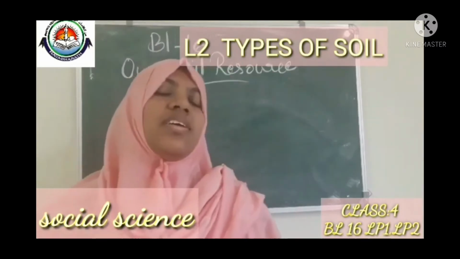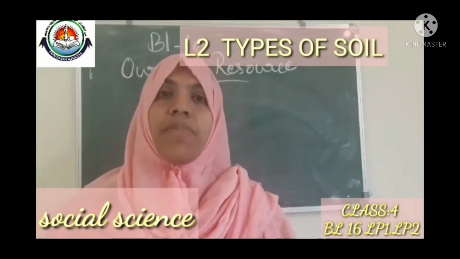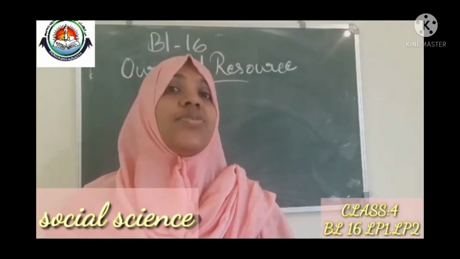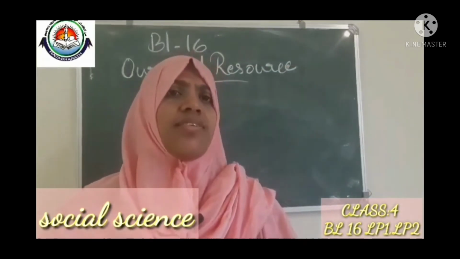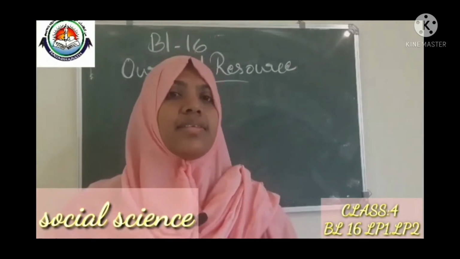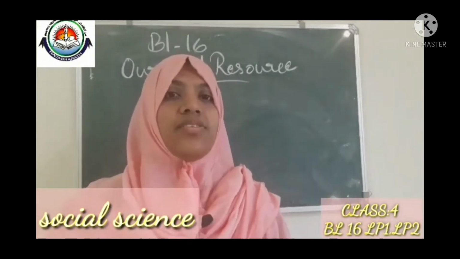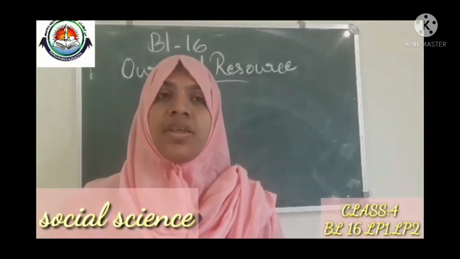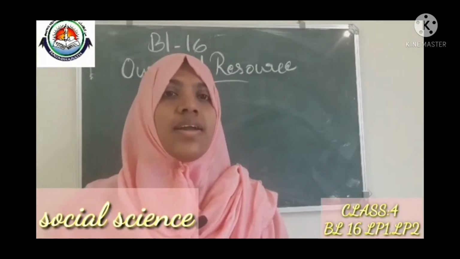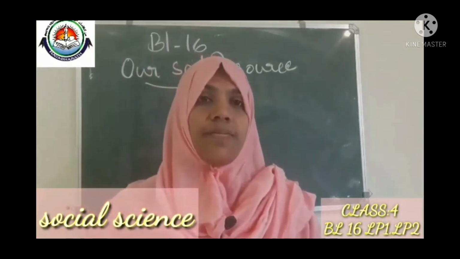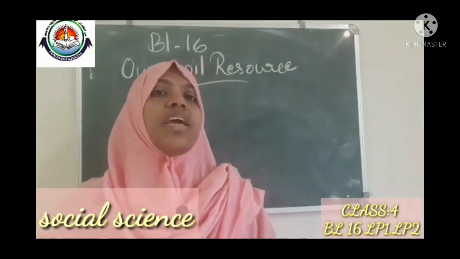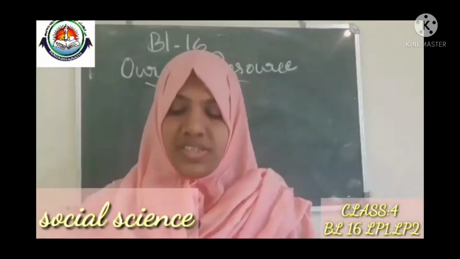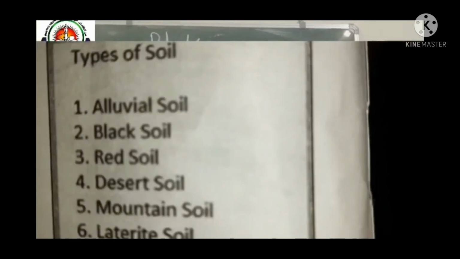Types of soil. Okay children, soil is not similar in all places. It is different in different physical features. We can find one type of soil in a desert. When we move to another place or a plain, it is different. So in this lesson, we will learn about different types of soil. In India, there are 6 major types of soil: alluvial soil, black soil, red soil, desert soil, mountain soil and laterite soil.